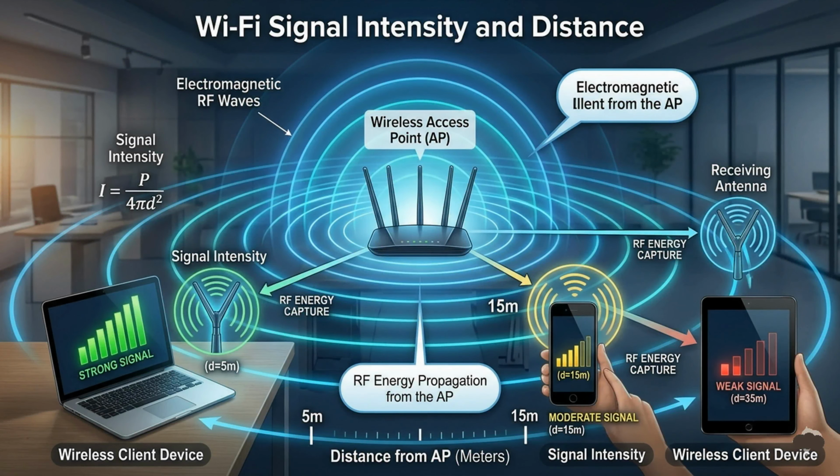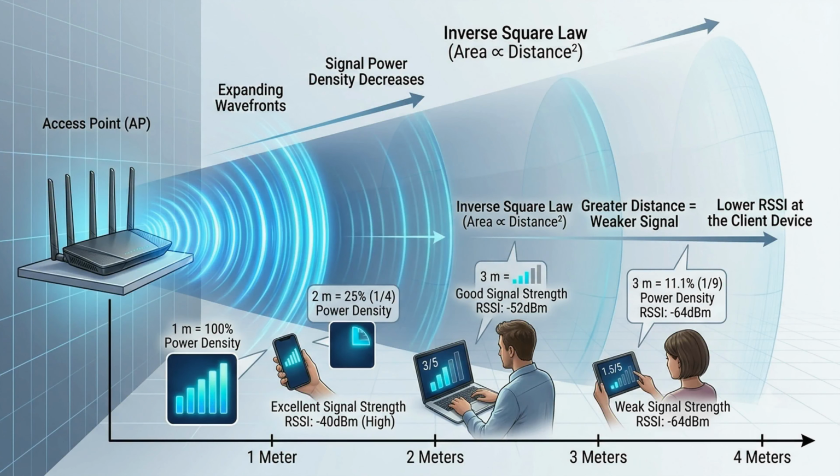Wi-Fi signal intensity and distance. As electromagnetic waves carrying RF energy are transmitted from the antenna of a wireless access point, they propagate outward in all directions. Some of this energy is captured by the receiving antenna of a wireless client device such as a laptop, smartphone or tablet. As the signal travels farther from the access point, it spreads over a larger area, causing the signal power density to decrease according to the inverse square law. Consequently, the wireless client receives a weaker signal as the distance from the AP increases.